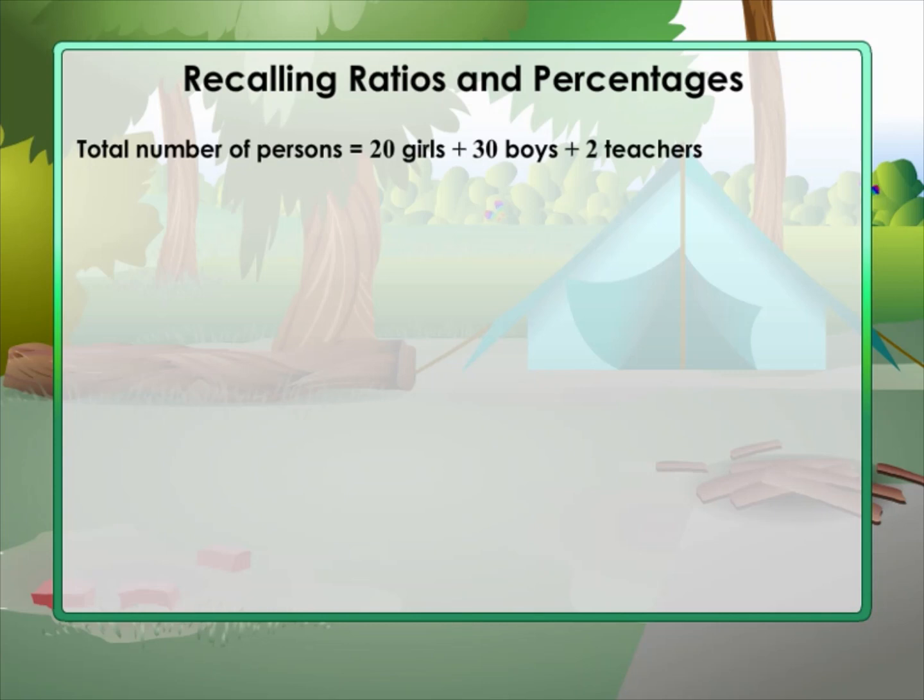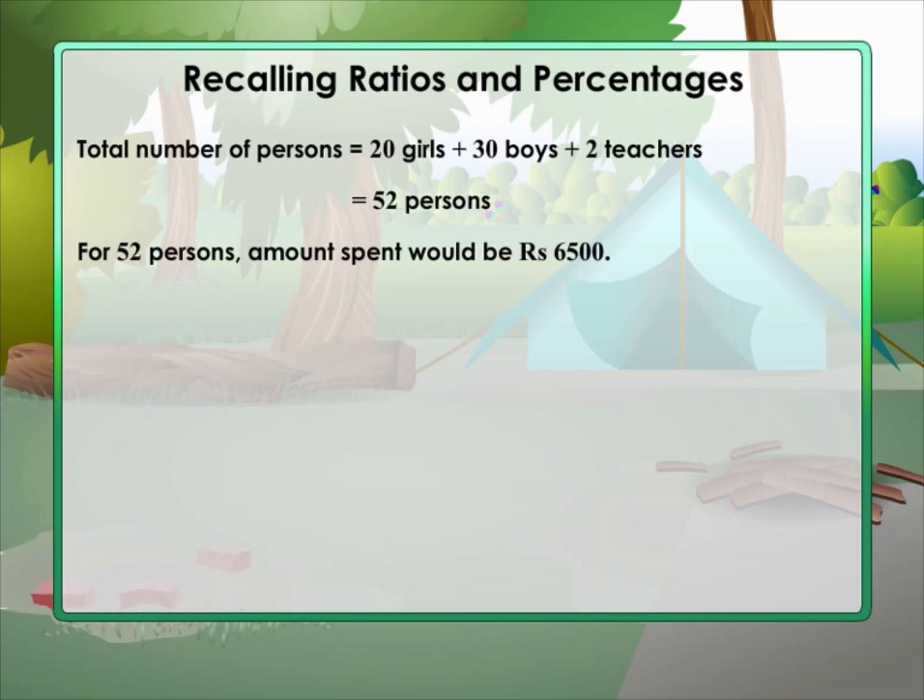Total number of persons is equal to 20 girls plus 30 boys plus 2 teachers, which is equal to 52 persons. For 52 persons, amount spent would be Rs 6,500. The amount spent for each person is equal to Rs 6,500 divided by 52, which is equal to Rs 125.